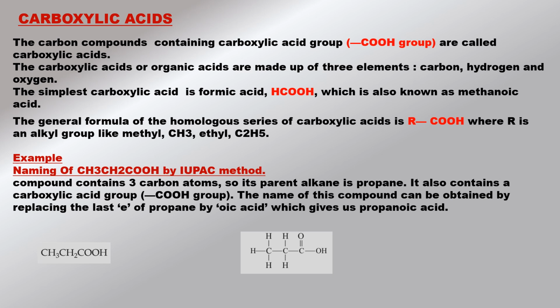The carboxylic acids or organic acids are made up of three elements: carbon, hydrogen, and oxygen. The simplest carboxylic acid, or organic acid, is formic acid, which is also known as methanoic acid. The most common carboxylic acid, or organic acid, is, however, acetic acid.